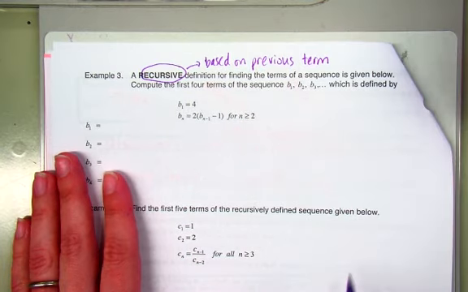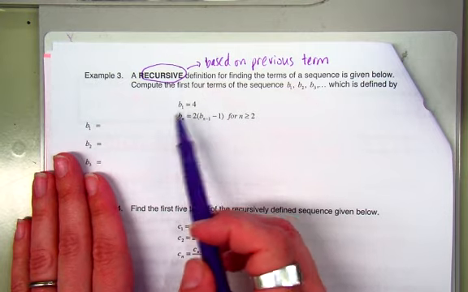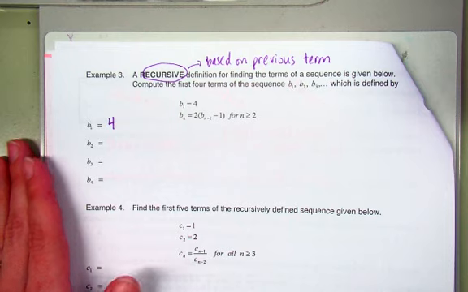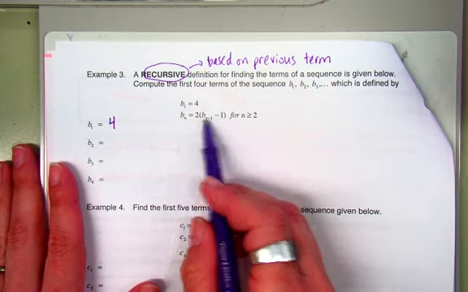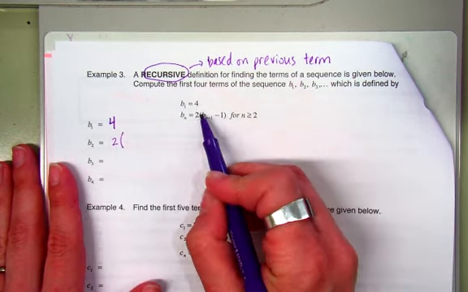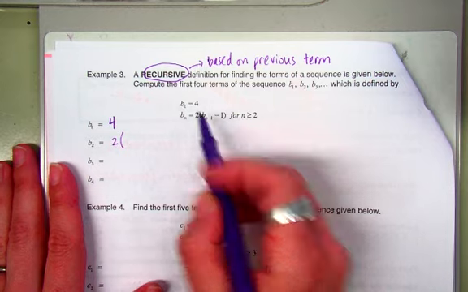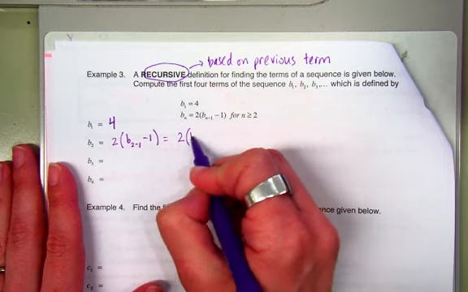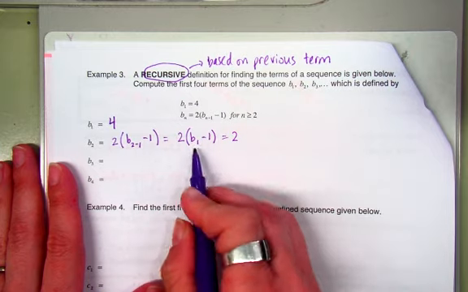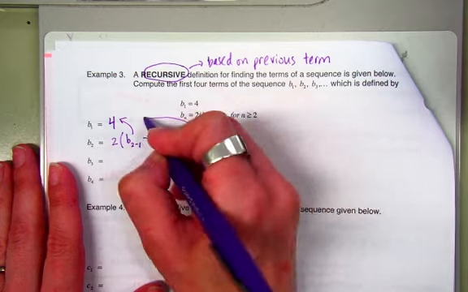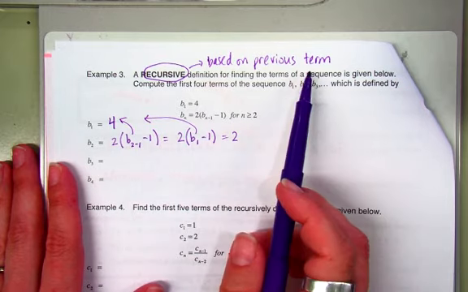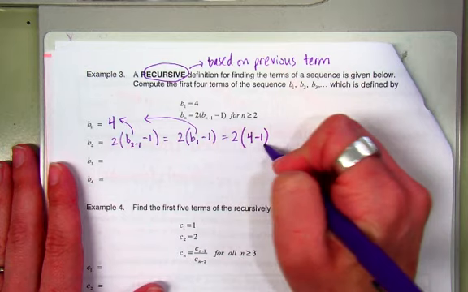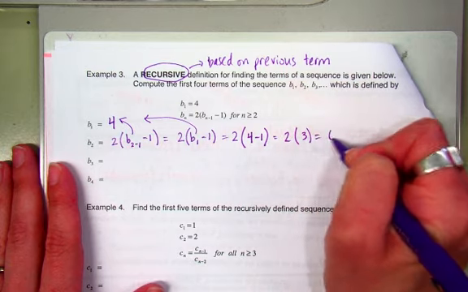Now you have to have been given b sub 1, and sometimes b sub 1, b sub 2, those first terms, in order to know where to start. So this one they gave you that b sub 1 is 4. And then b sub 2, I'm just going to use this formula. It's 2 times b sub, plug in a 2 here because I'm at b sub 2, b sub 2 minus 1, minus 1. Well, what does that mean? That's b sub 1, minus 1, but we know that b sub 1 is this term right here. So that's what I mean by recursive: it's based on the previous term. It's always going to pull up the term before it. So that's really 4 minus 1. When I work this out, I get 6.